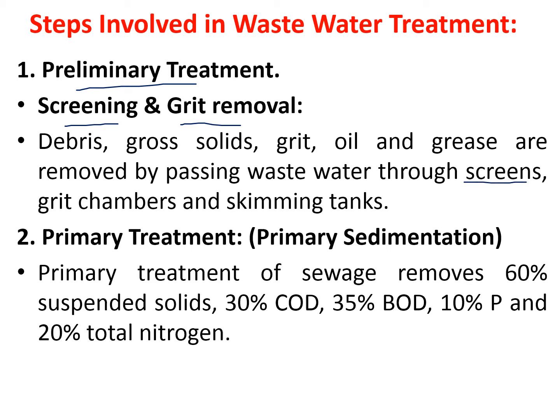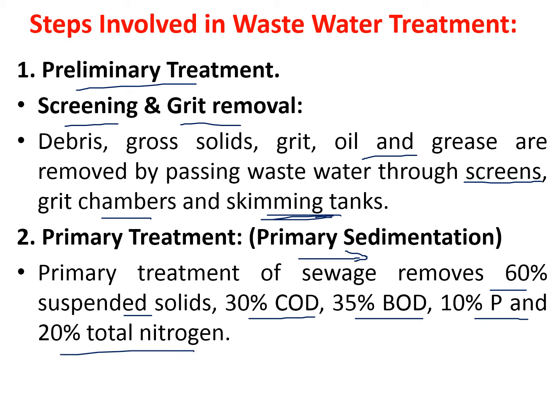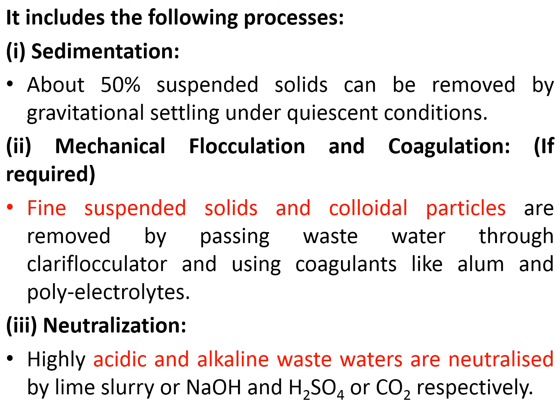Water has to be passed through screens, grit chambers and a skimming tank. Generally the skimming tank is used for the removal of oil and grease, the grit chamber for removal of grit, that is inorganic matter, and the screens for the large floating impurities. Next is primary treatment. This is just simple sedimentation, which is called primary sedimentation. Just by simple settlement of your suspended solids, it can remove 60% of suspended solids. Along with that, 30% COD, around 35% of BOD, 10% of P, and 20% of total nitrogen can also be removed.